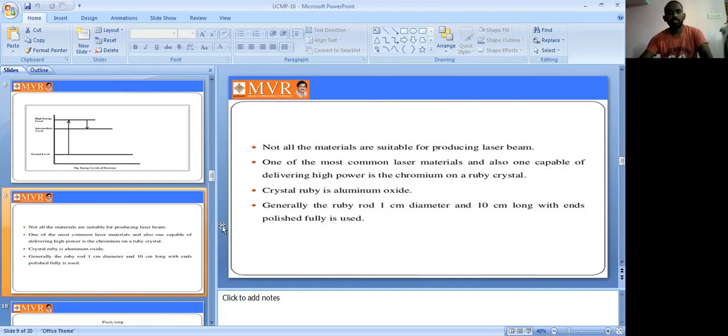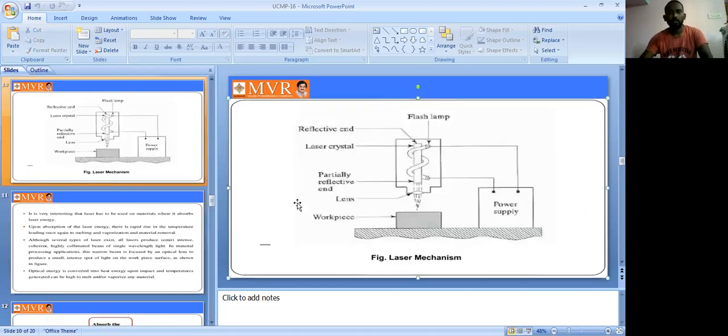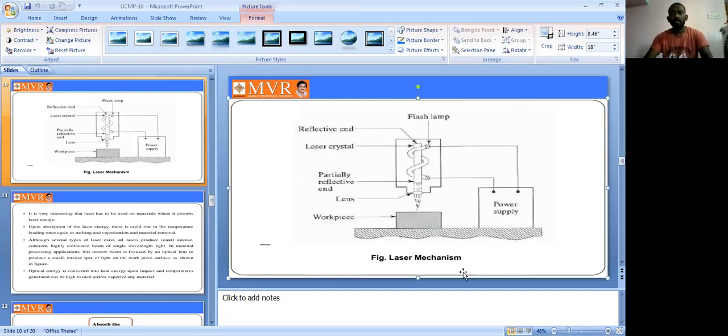Next, we can see the graphical diagram of the laser beam machining process. Here it is a flash lamp. This is a reflecting end, this is the laser crystal, and this is a partially reflecting end. We have the two ends: this is the initial one and this is the final one.